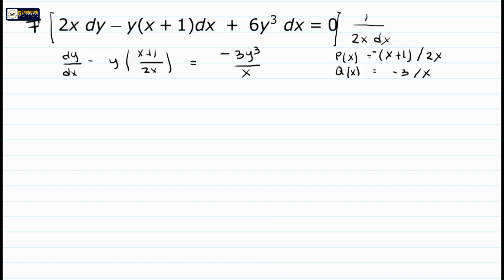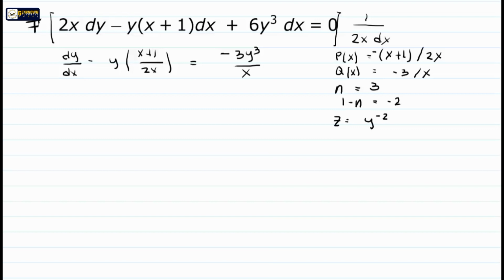So the P of x is equal to negative (x plus 1) over 2x, and for the Q of x we have negative 3 over x. For the n we have this one, 3. So 1 minus n is equal to 1 minus 3, which is negative 2. So this z is equal to y raised to 1 minus 3, or y raised to negative 2.